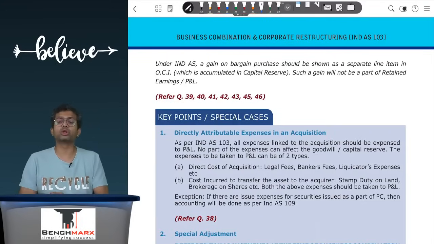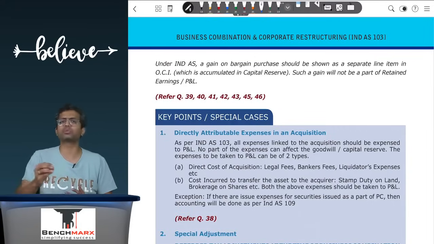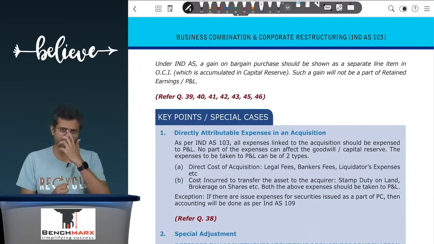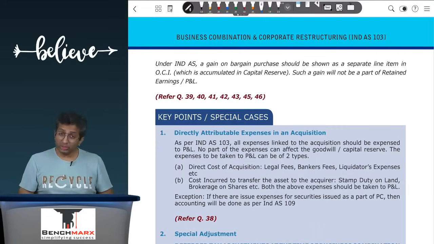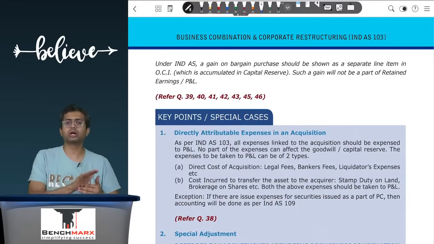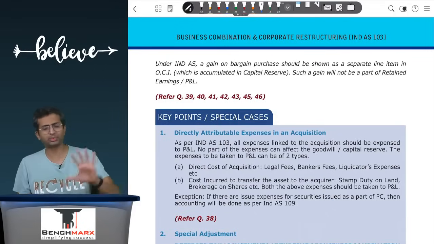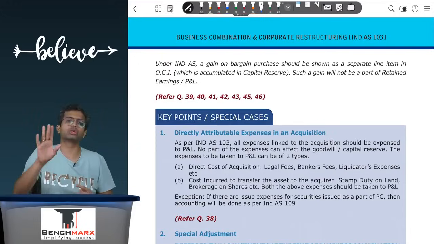So for example, if you were to acquire control over a company and that company's land is to be now transferred into your name, then you'll have to pay stamp duty on that transfer. That stamp duty will go to the P&L account. You will not capitalize it into the cost of the land because initial recognition of the land will be at fair value and not at fair value plus transaction cost, and hence you will take the direct cost linked to acquisition like the legal fee, banker fee to the P&L, and even indirect cost which is linked to transferring assets into your name also into the P&L account.